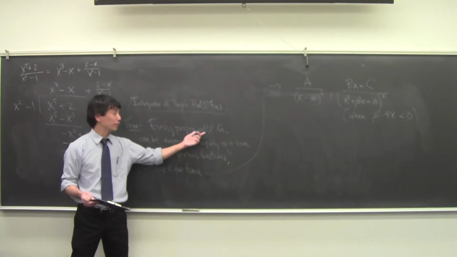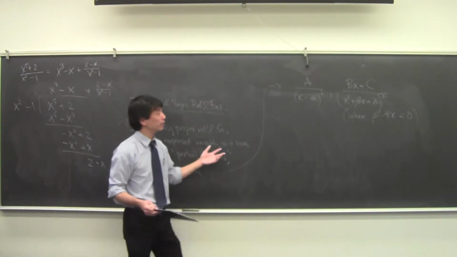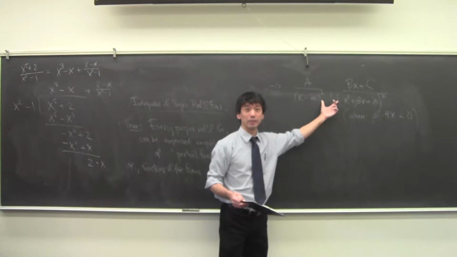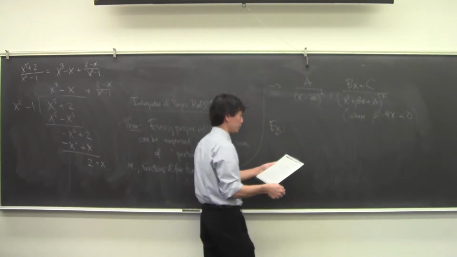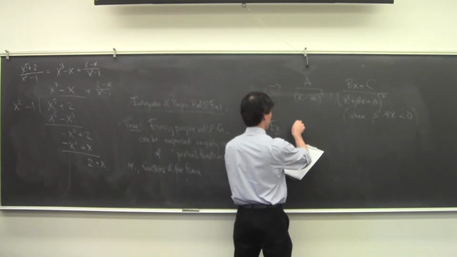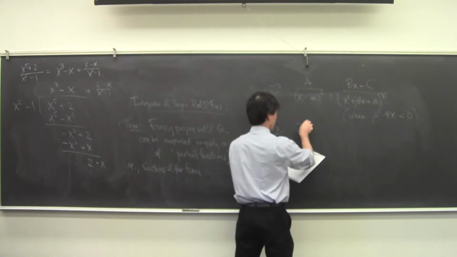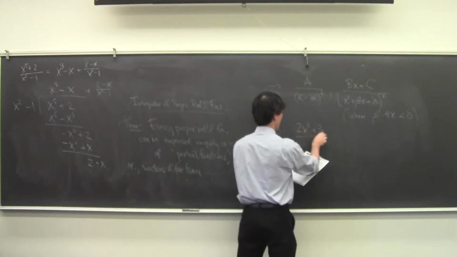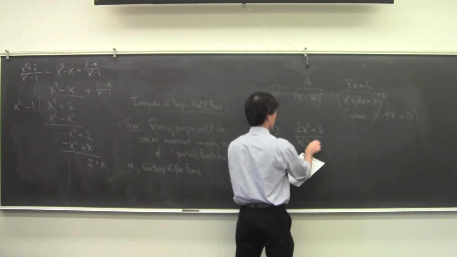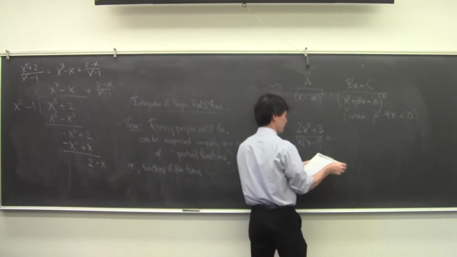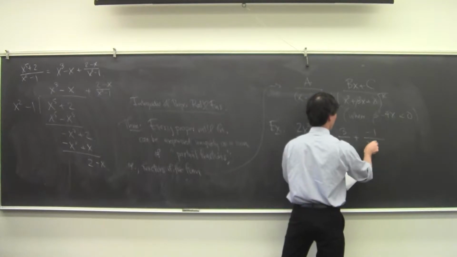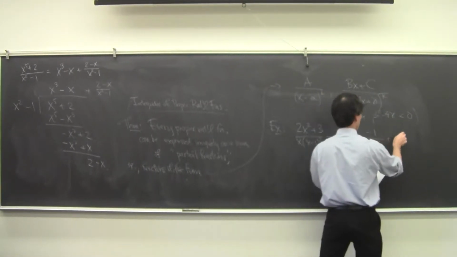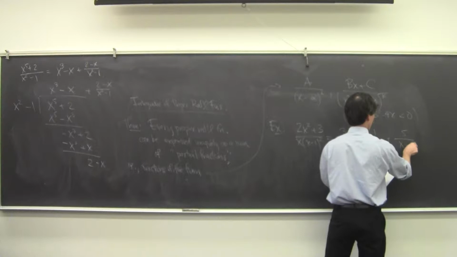Every proper rational function can be expressed as sums of things that look like this. Let me write down a couple of examples to make clear what we're talking about. So (2x squared plus 3) over x times (x minus 1) squared turns out to be 3 over x plus negative 1 over (x minus 1) plus 5 over (x minus 1) squared.